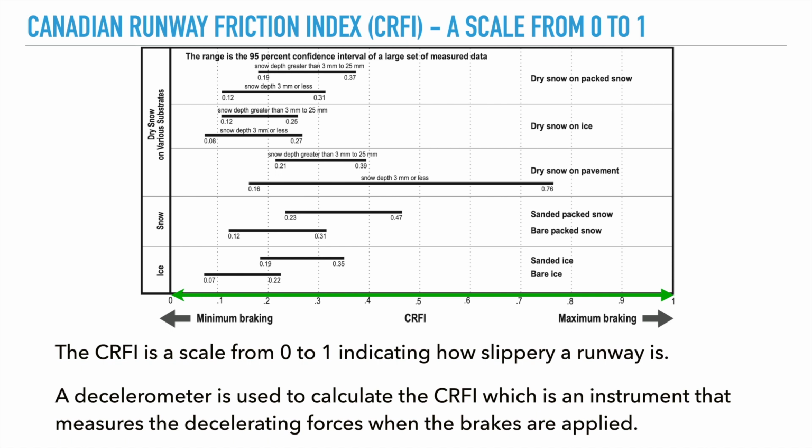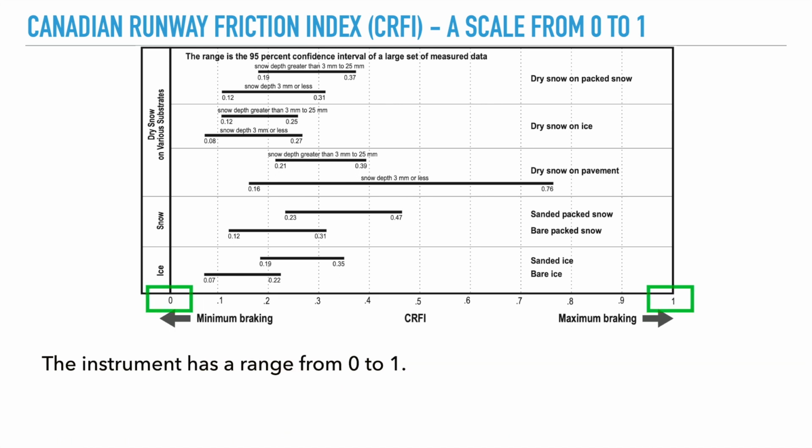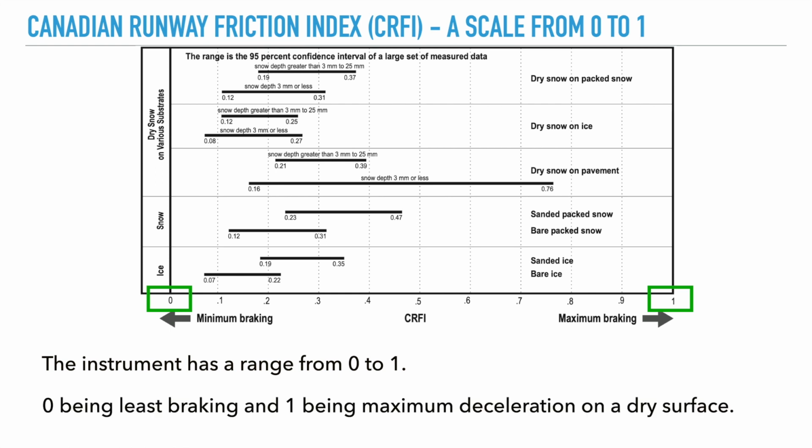Now, how is it actually measured? They use a decelerometer to calculate the CRFI, which is an instrument that measures the decelerating forces when brakes are applied. This instrument again has a range from 0 to 1, 0 being the least braking and 1 being the maximum deceleration on a dry surface.